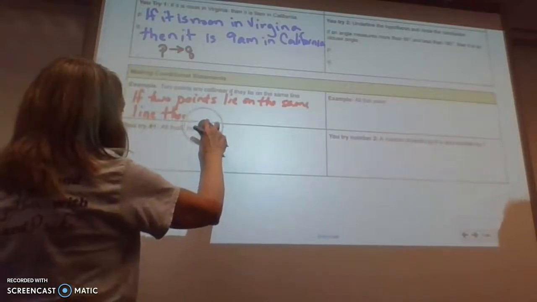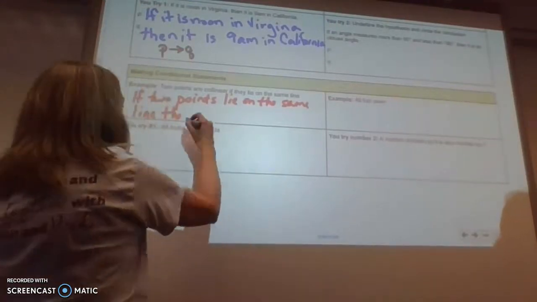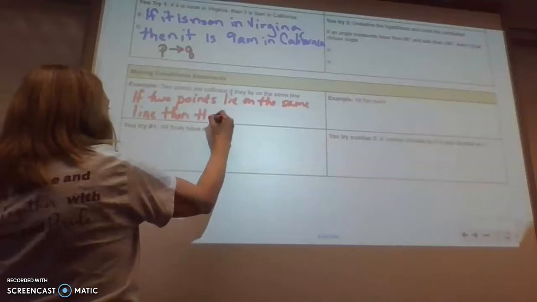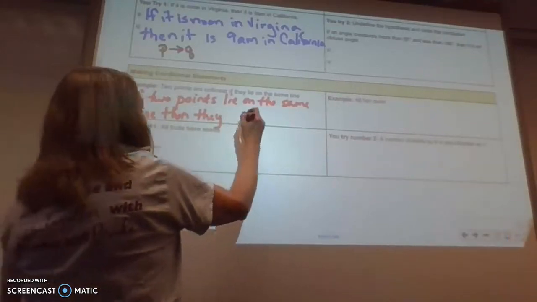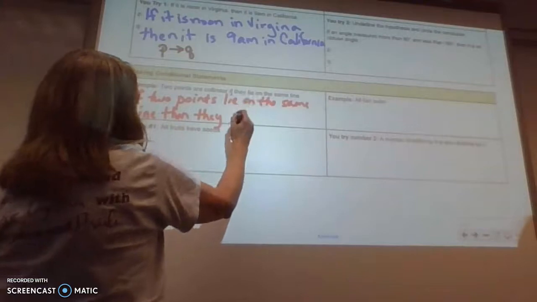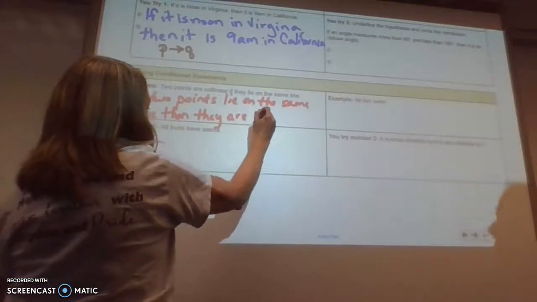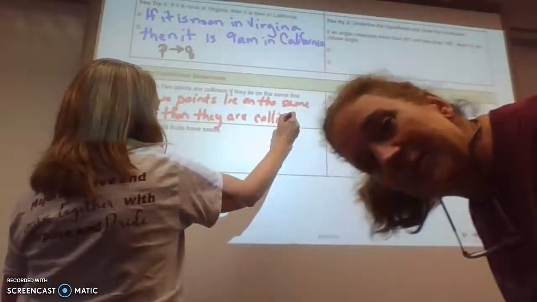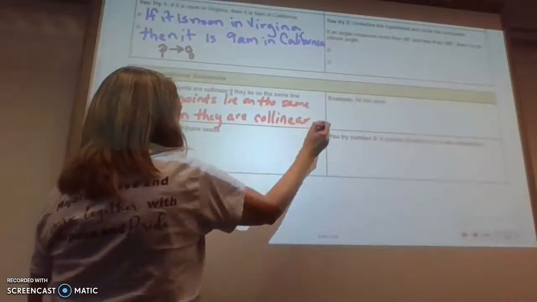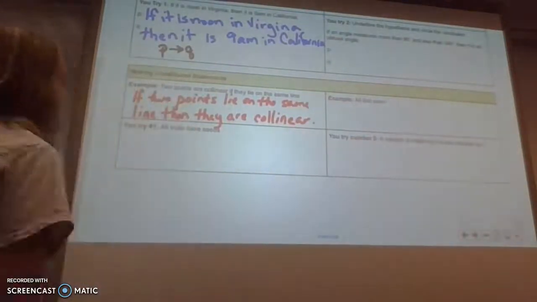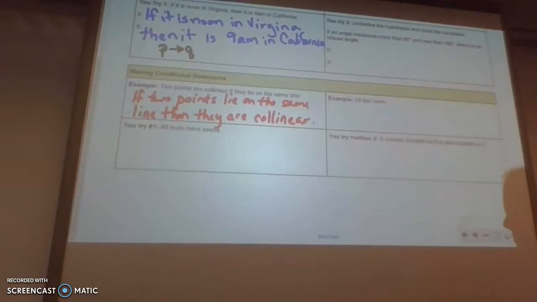Hey, Miss Cintron, while you're writing, I'm going to ask you this question. Why didn't you start with if 2 points are collinear? Because this has the if. Oh, so order doesn't matter. It depends on where the if is. Okay. So if 2 points are on the same line, then they're collinear.